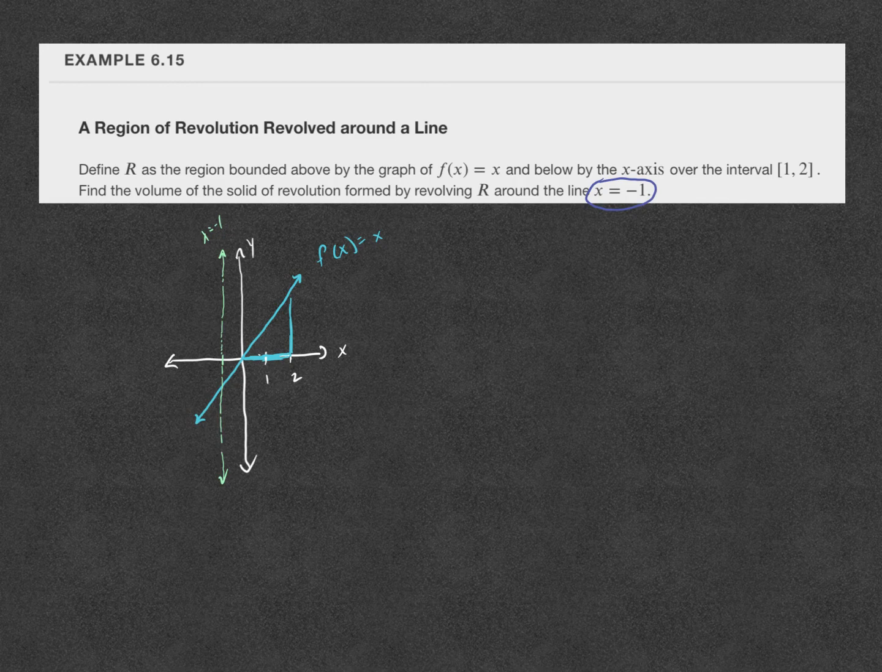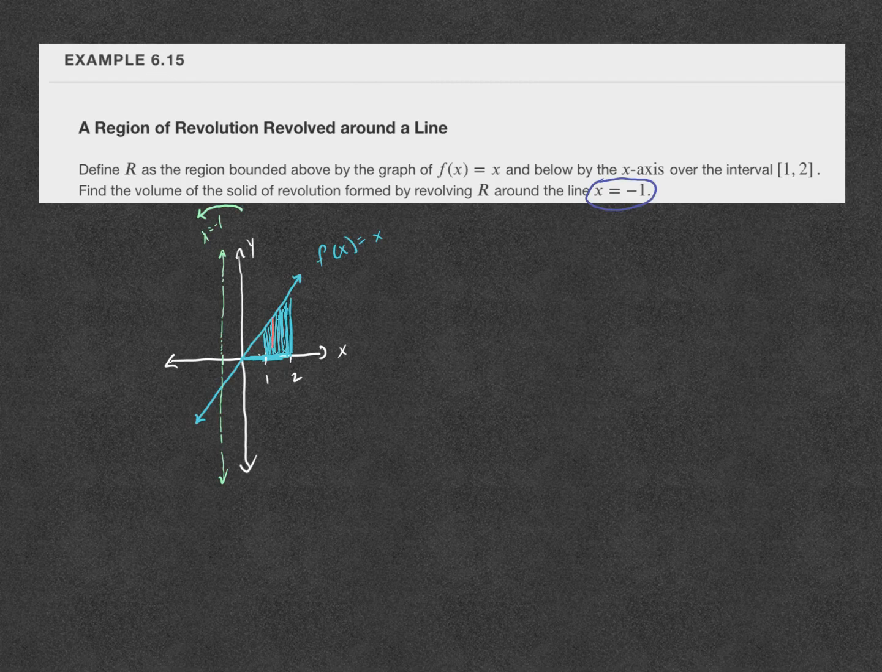Let's first think about how we need to orient our rectangle. So I'm going to shade in my region here a little bit better. Now we're only going from 1 to 2, so it's not actually a triangle. I kind of misspoke there. We're only going from 1 to 2. And in order to revolve around the line x equals -1, how do I form a shell? What is the orientation of the rectangle?